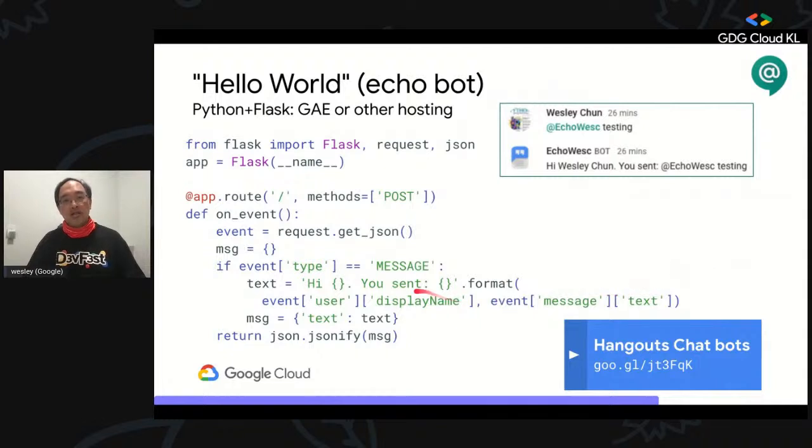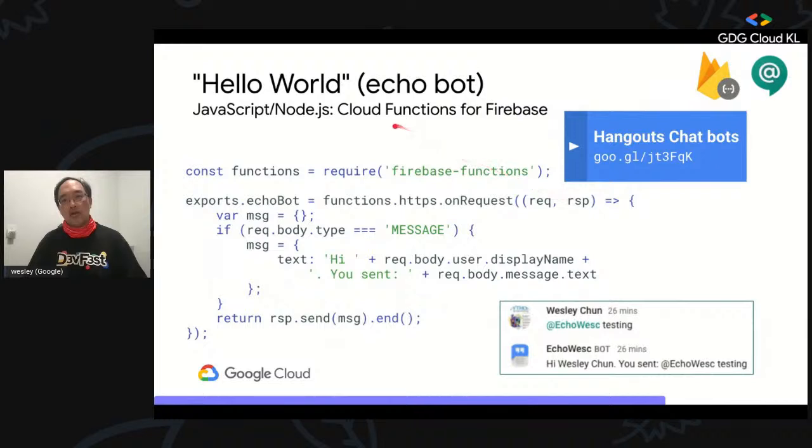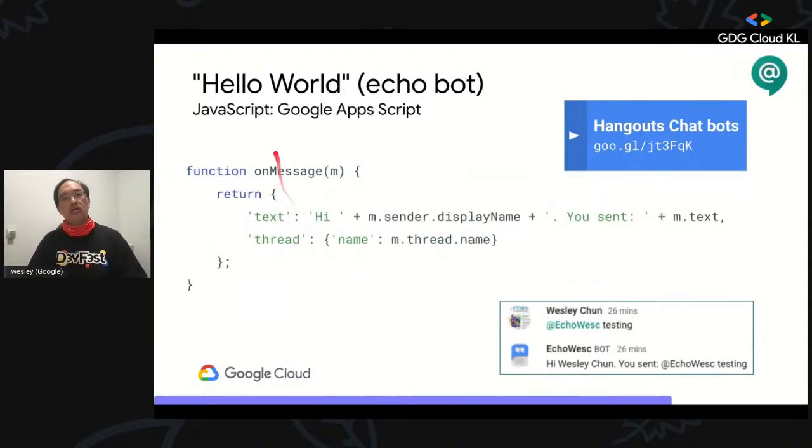So this is just a Flask app that reads the contents of whatever message I sent. It says hi to whoever sent the message, and then just repeats what the message was. So that's the Flask version of it. You can do it with Node using Cloud Functions, regular Google Cloud Functions, or Cloud Functions for Firebase. So you can use this with your mobile app. Pretty simple, same thing, but it's in Node. Or I could just do it in Apps Script using only one line of code, which is pretty easy. So all three of these are the exact same app, one using Python Flask, one using Node, this one using Apps Script. Okay, so pretty easy to write a bot.